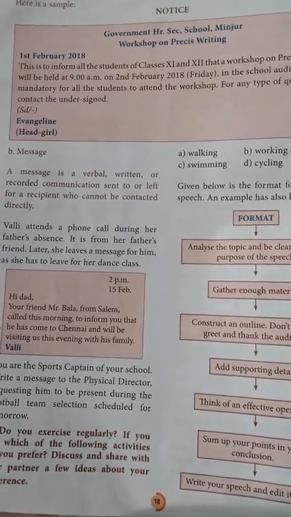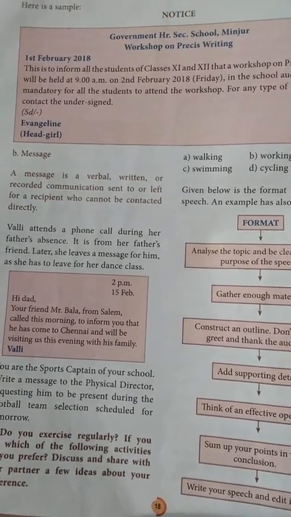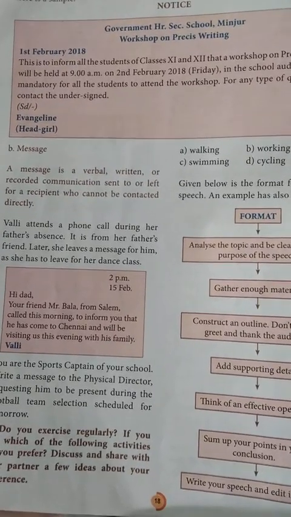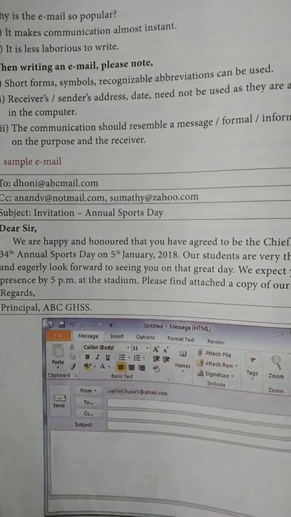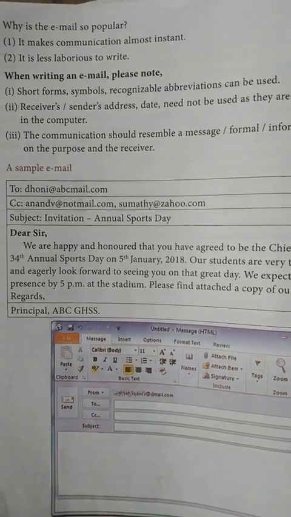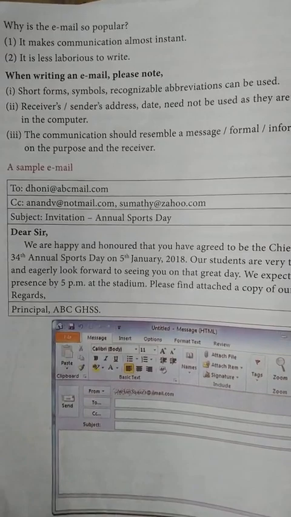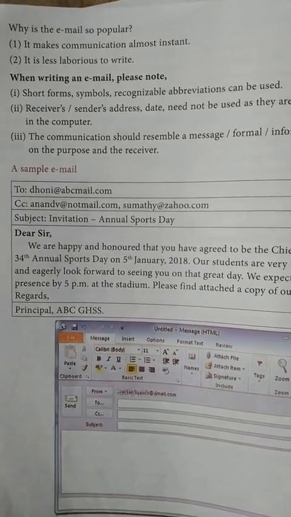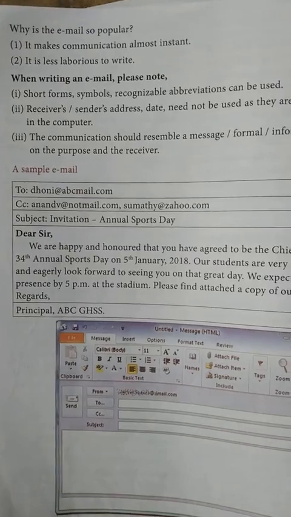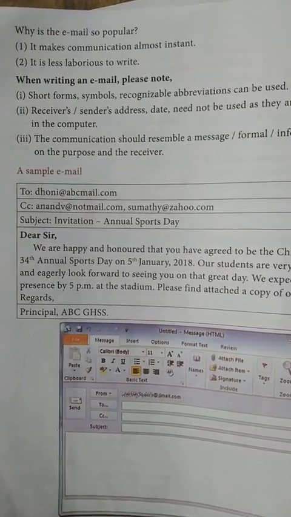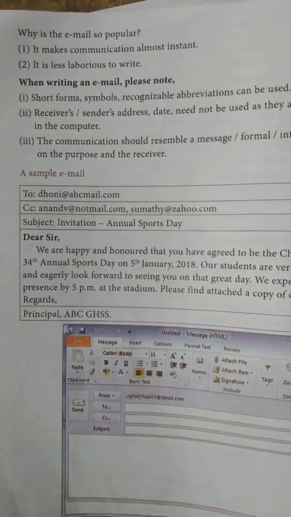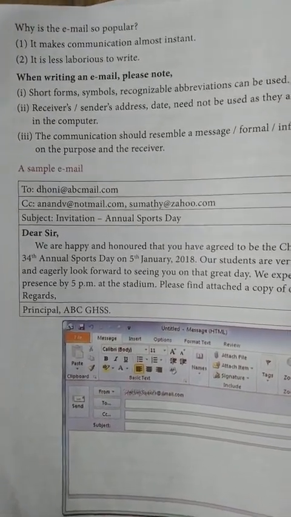We will move to the second thing, what is that? Email writing, right? So what is our second topic? That is email writing. So what is this email writing? We should learn this email, right? This will help you throughout your career.